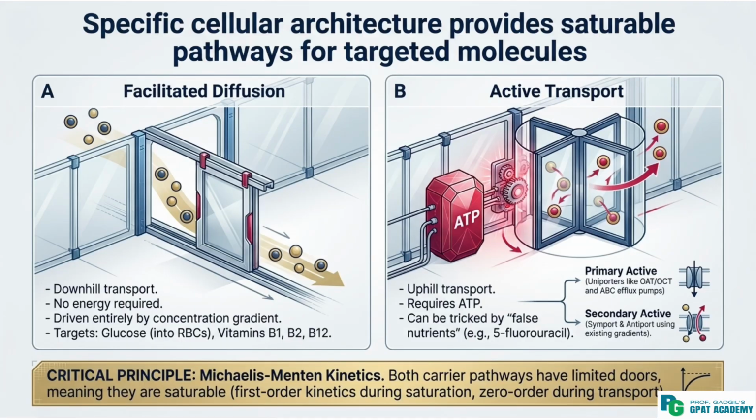There are two types of carrier-mediated transport. First is the facilitated diffusion and second is the active transport. Active transport is of two types. First is the primary active transport, that is the ion transporters like the OAT, OCT, and ATP binding cassette. And second is the secondary active transport, that is the symport and the antiport.